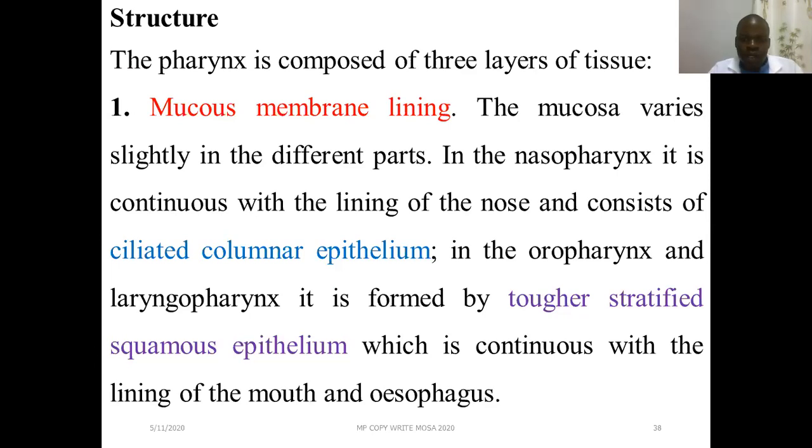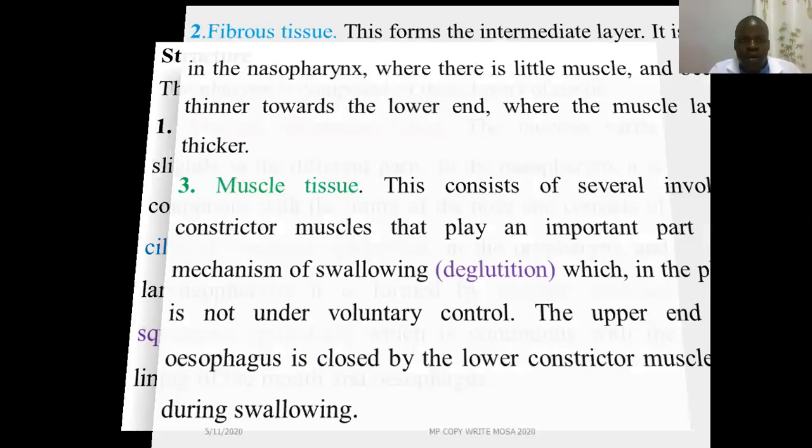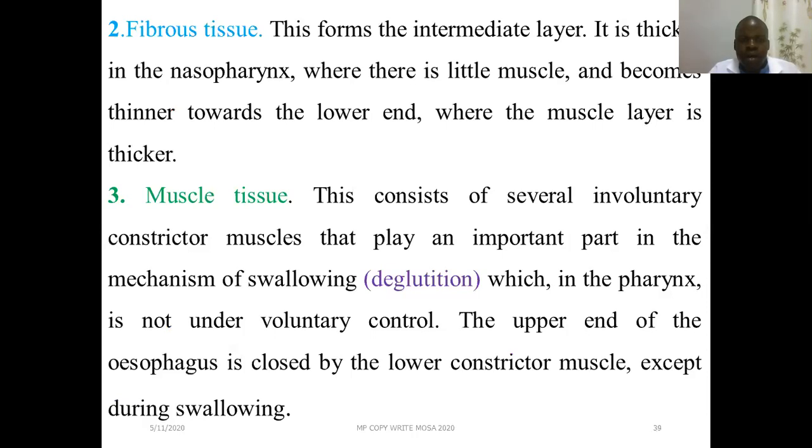In the oropharynx and the laryngopharynx, it is formed by tough stratified squamous epithelium, which is continuous with the lining of the mouth and the esophagus. So you can see that we have two different membranes that are continuous, which are lining the pharynx.